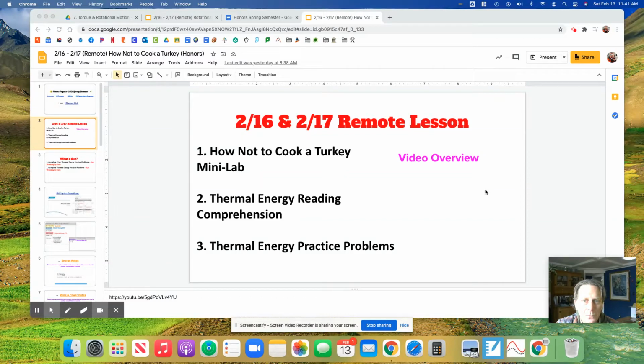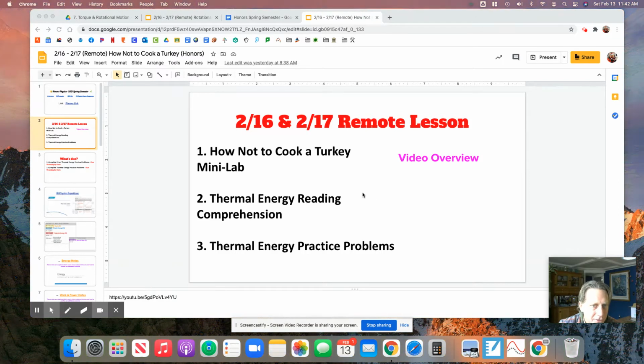Honors Physics. I would like to go over a brief overview of our remote day lesson. We're going to be working on an assignment today called How Not to Cook a Turkey, a little mini lab. We're also going to be looking at some work with thermal energy. There's a reading comprehension to work with that, and then I've got some practice problems. If you would just do question number 1 on the practice problems only.